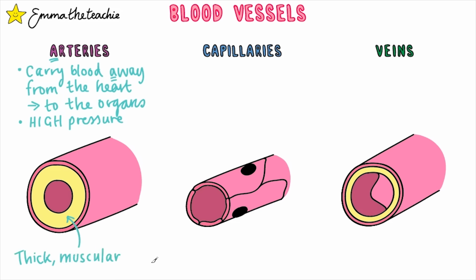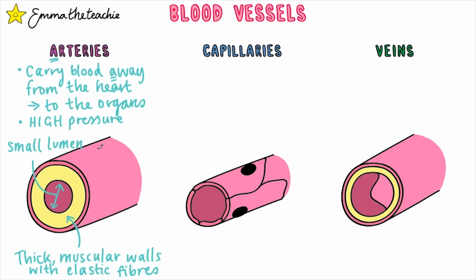Because of this, the arteries have thick muscular walls with elastic fibers, and this allows the walls to stretch as the blood is forced through them. This is actually what you're feeling when you take your own pulse. Over here, the hole in the middle is called the lumen.